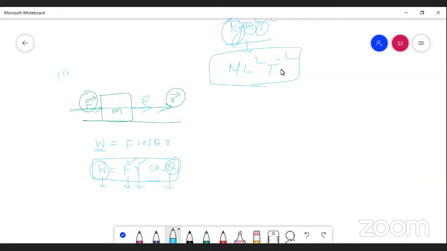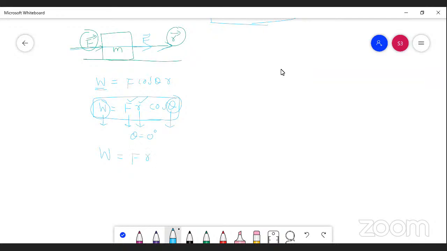So what is the angle between these two? 0 degree. If the direction of force and the direction of displacement act along the same direction, the angle between them, theta, is equal to 0 degree. Then the work done by the force is W equals F R cos 0 degree. What is the value of cos 0 degree?